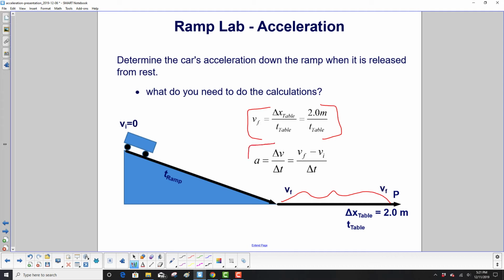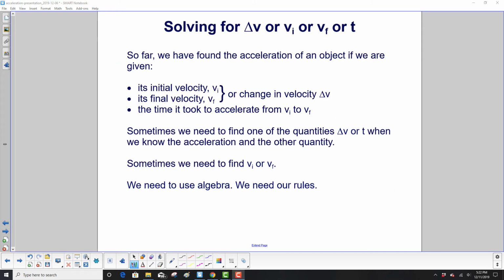So when we go to our acceleration equation, what was our initial velocity? Well, that's up here, 0. And we will find the time it took to go from a 0 velocity here to a final velocity at the bottom of the ramp. And which time measurement do we use there? T ramp.